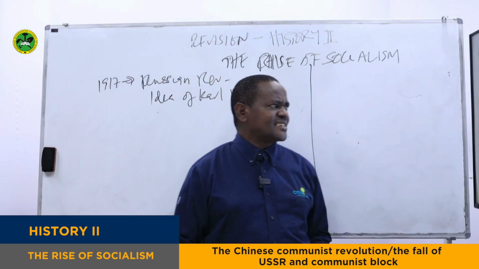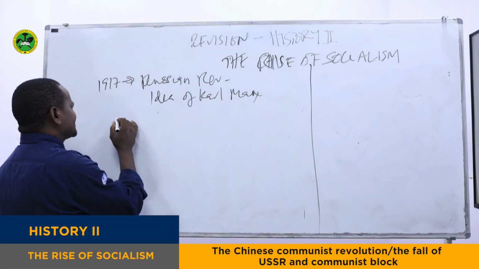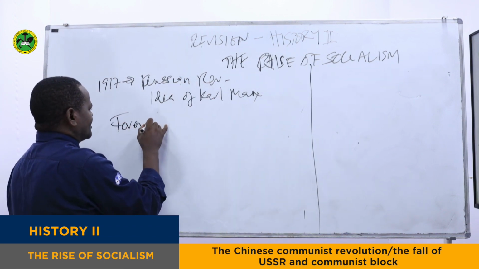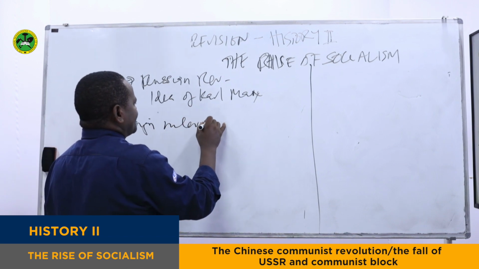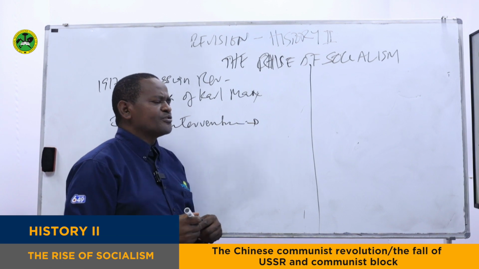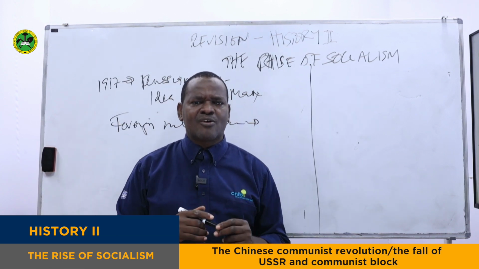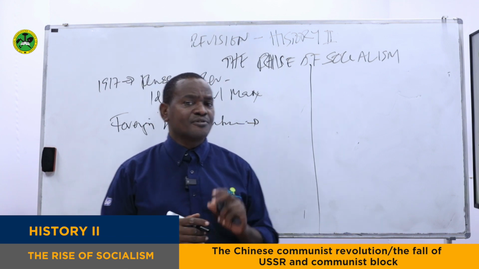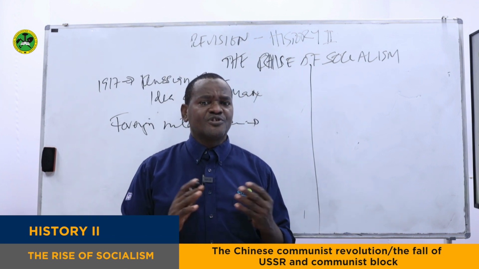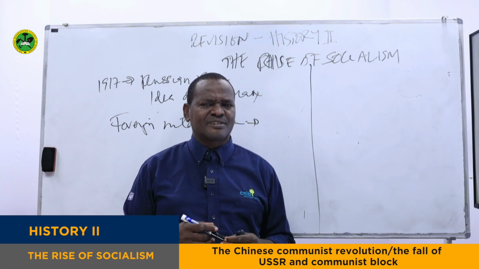My dear students, let's now move to another cause of the Chinese Revolution. This is foreign intervention and occupation of Chinese territory. The Chinese territory was always intervened in by foreign powers, and the government in power, led by Dr. Sun Yat-sen and Chiang Kai-shek, was not in a position to do anything. The Chinese territory was grabbed by foreign countries and nothing was done.